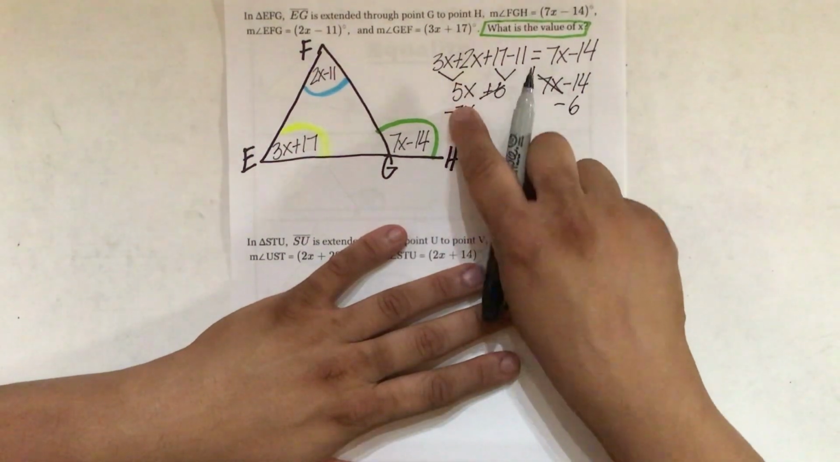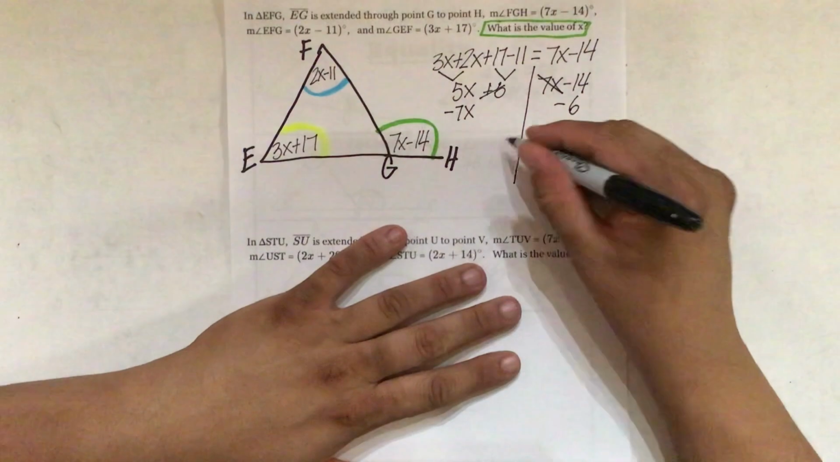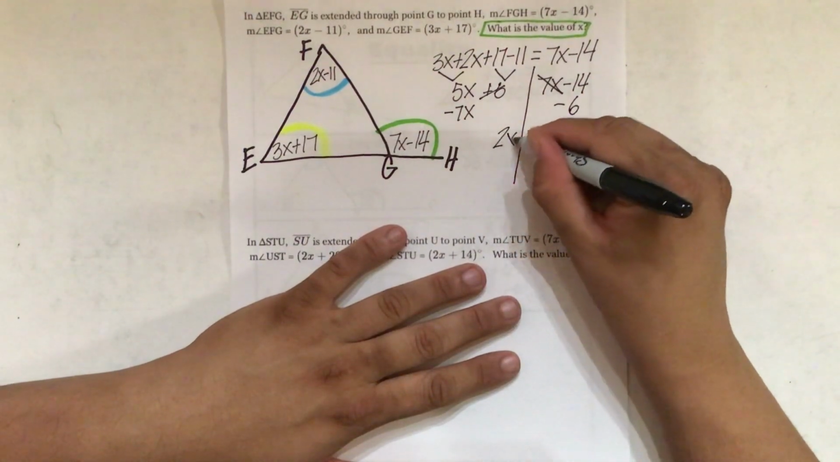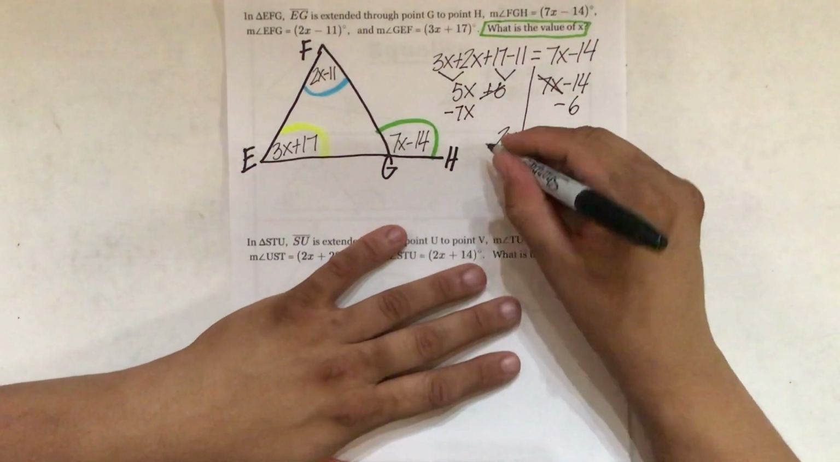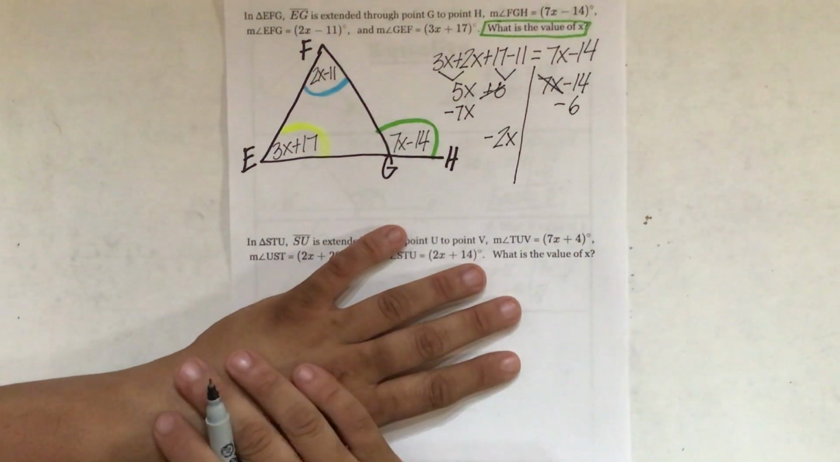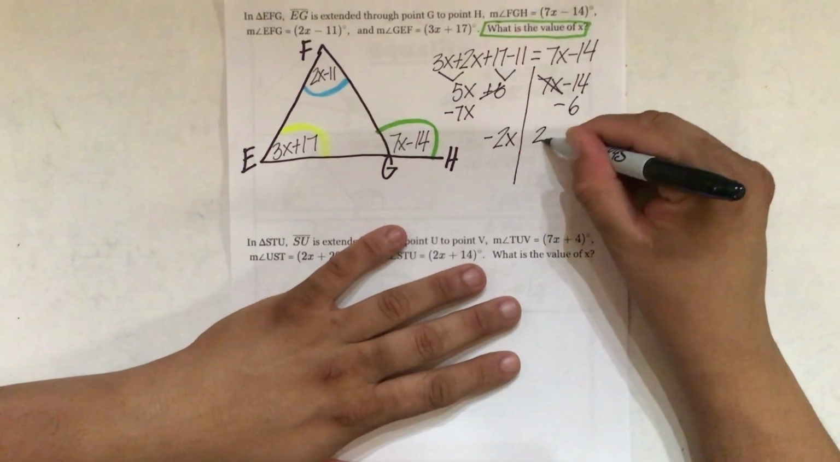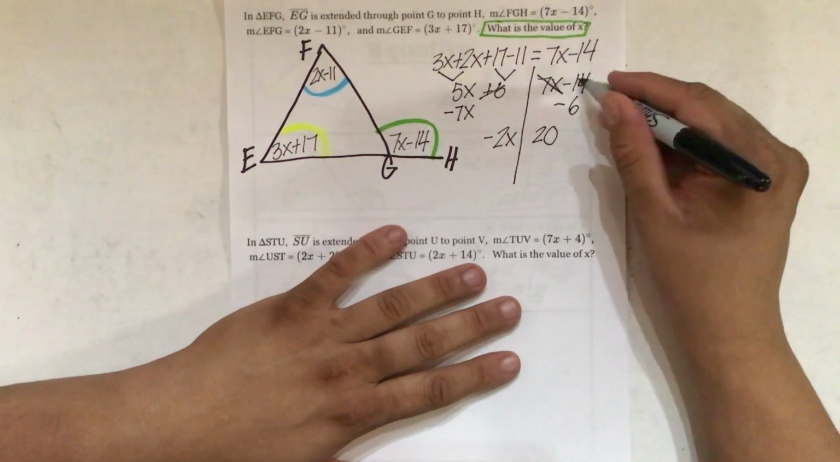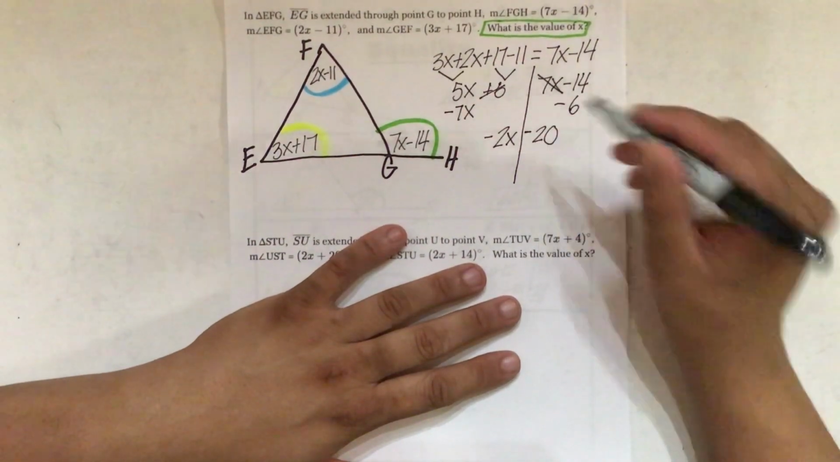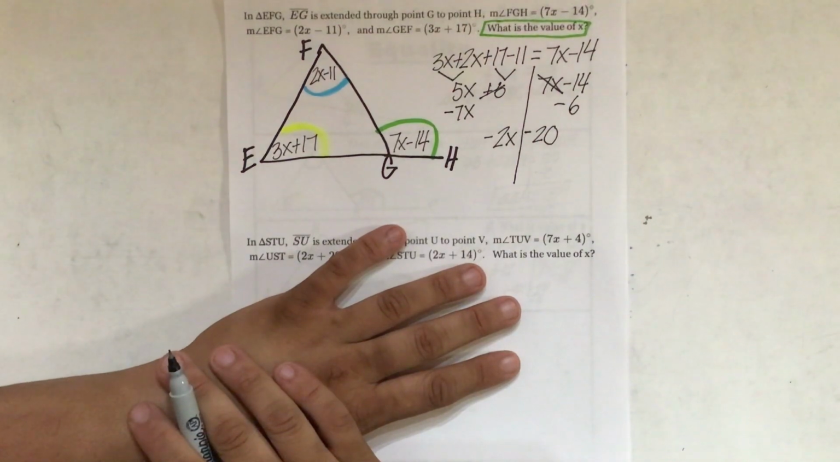So these two are different signs, so I subtract. 7 minus 5 is 2x. And it's a negative because 7 is bigger and 7 is negative. Now these two are the same sign, so I add 14 plus 6 and I get 20. 14 is bigger and 14 is a negative, so 20 is negative as well.